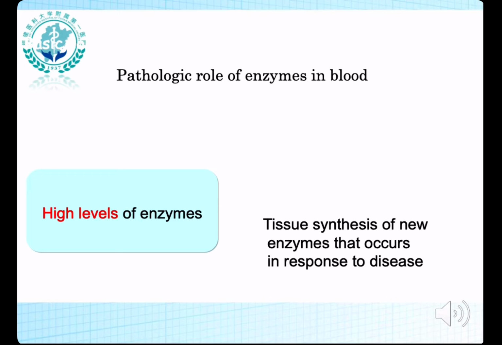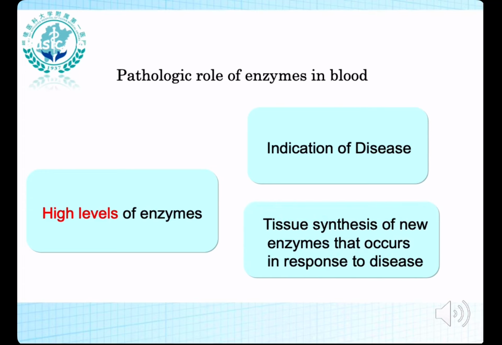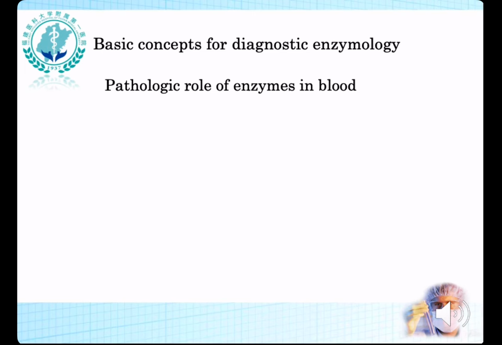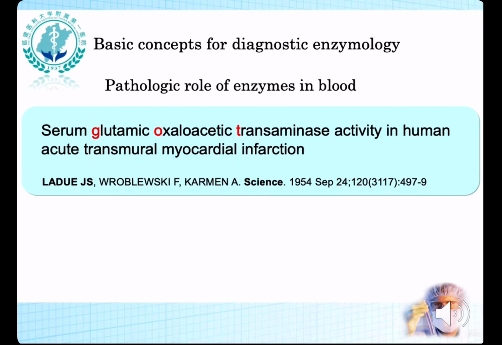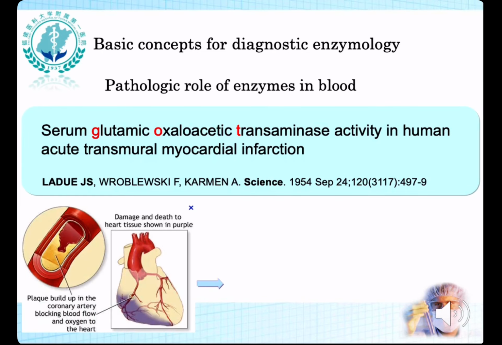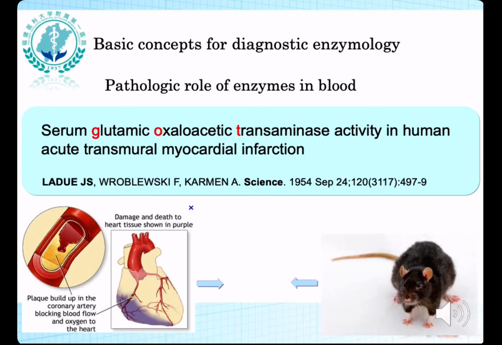Pathologically, high levels of enzymes indicate directly the presence of disease or indicate the tissue synthesis of new enzymes that occurs in response to disease. Let's see the first one, indication of disease. In 1954, some scientists published an article named Serum GOT Activity in Human Acute Transmural Myocardial Infarction in Science. GOT is called AST currently, right?